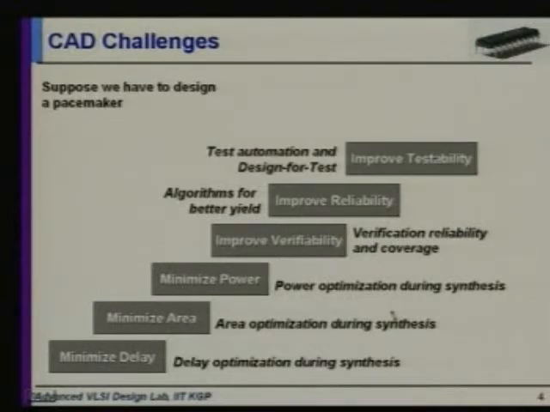And then test automation and design for test. So this is another major area in CAD: how do you have algorithms for finding the minimum set of test vectors by which you can cover all the faults in the circuit. So you start with a fault model and say that these are the possible faults, and then let me see which test is actually going to sensitize that fault, right? Do you understand what I am saying by sensitizing the fault?